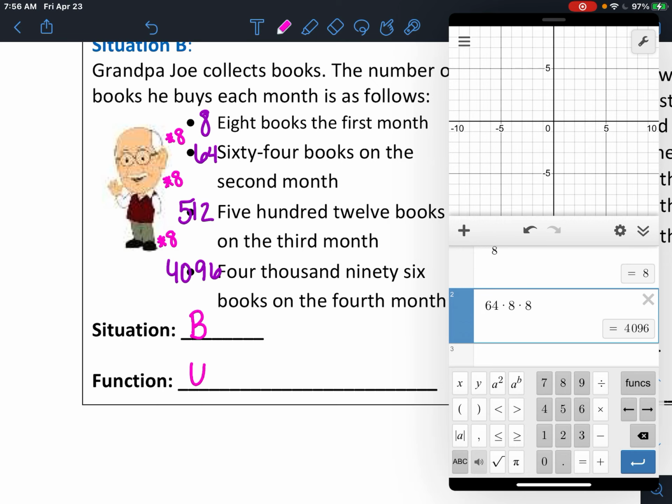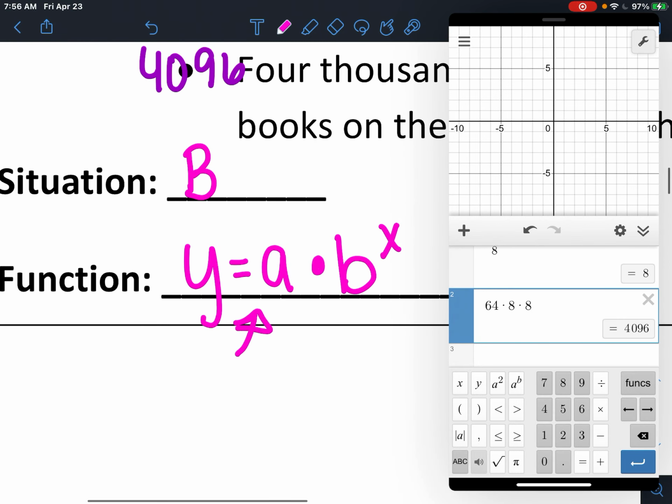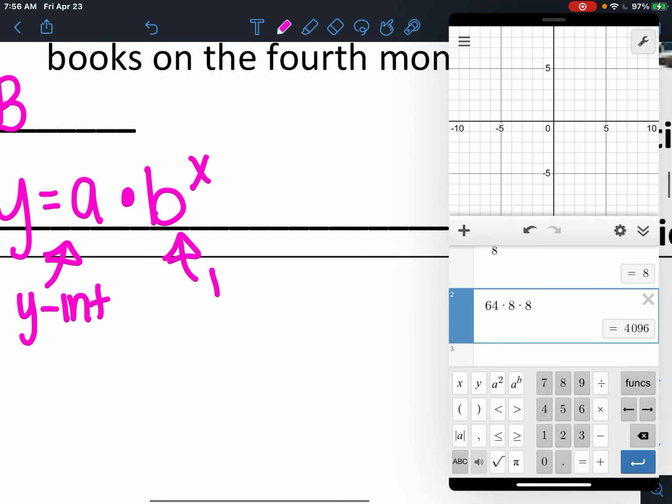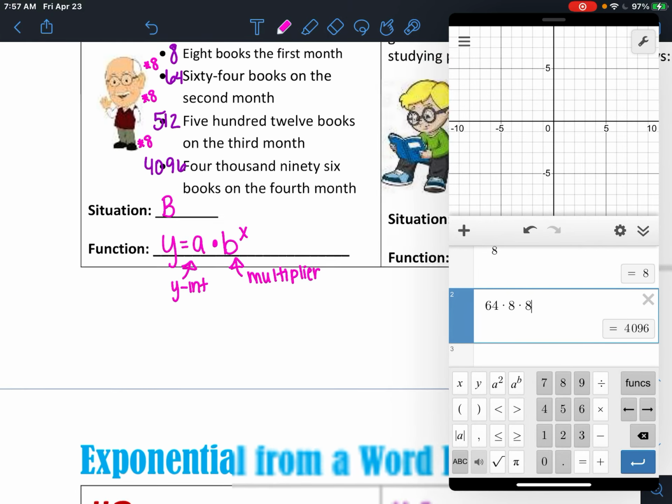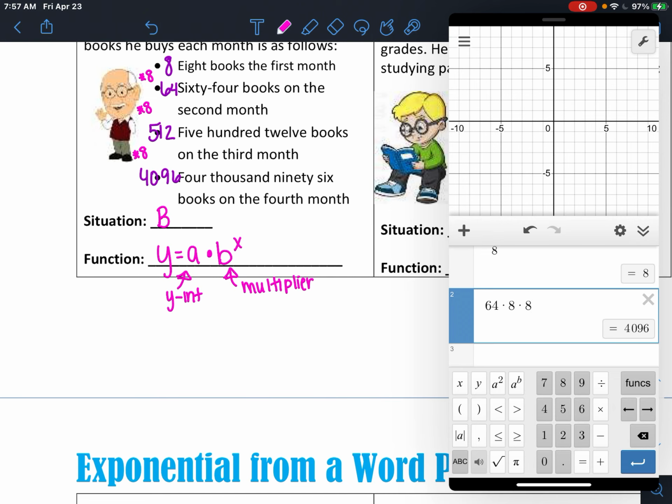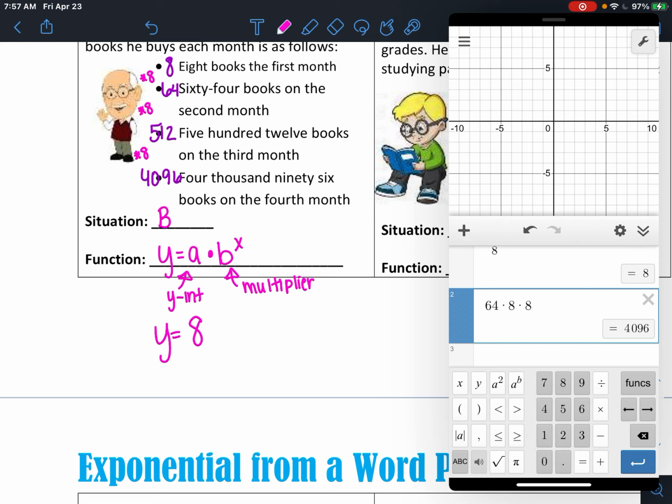Now we want to write the function y equals a times b to the power x. A is our y-intercept, and b is our multiplier. In this example it's a little tricky because our y-intercept is 8 and our multiplier is also 8. So there is our function, y equals 8 times 8 to the power x.